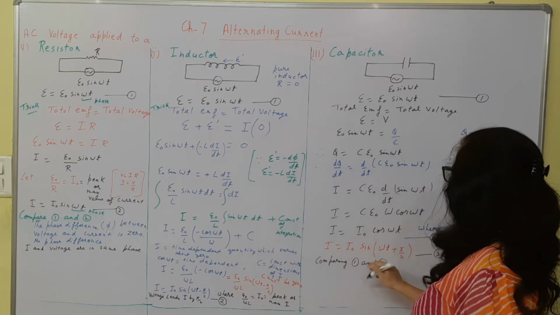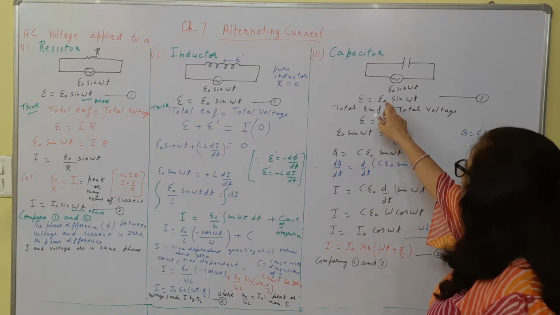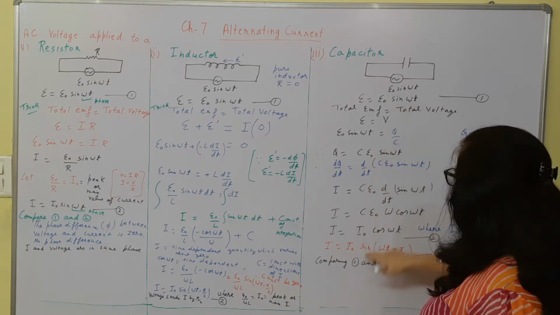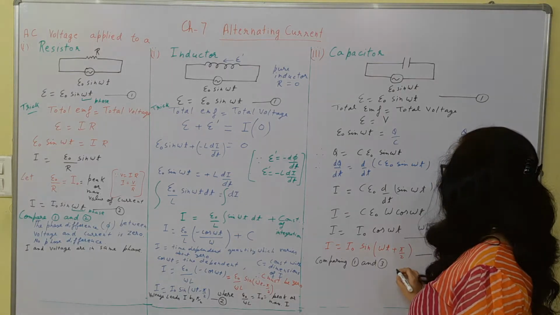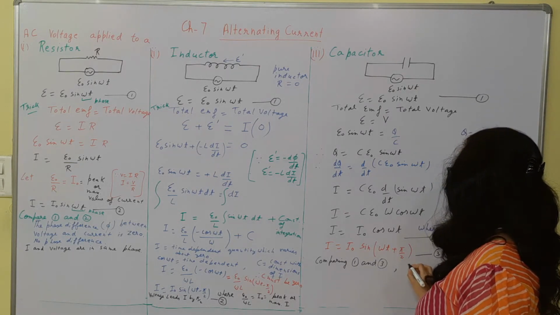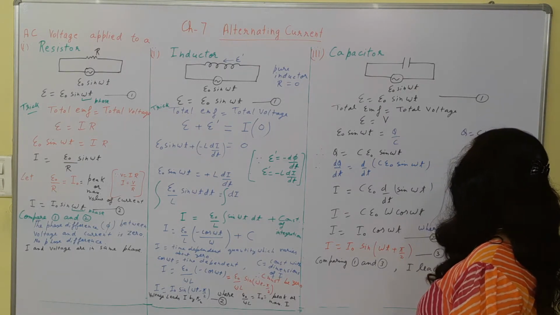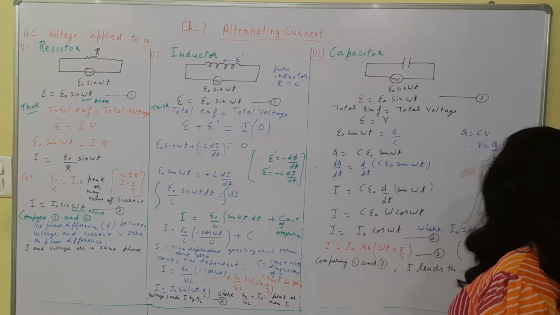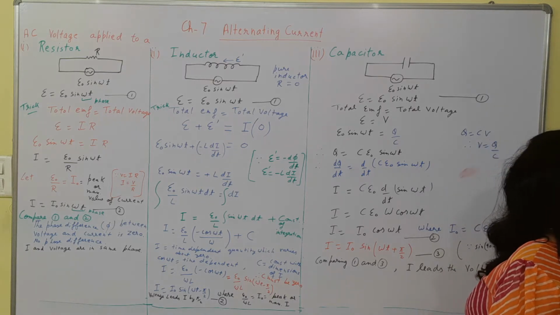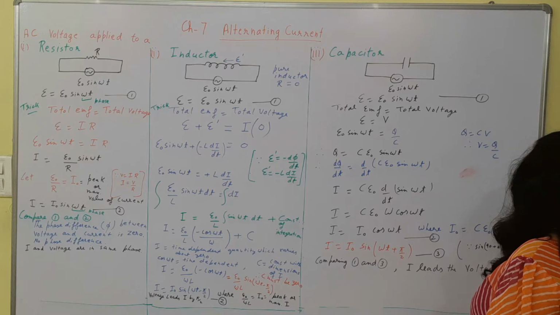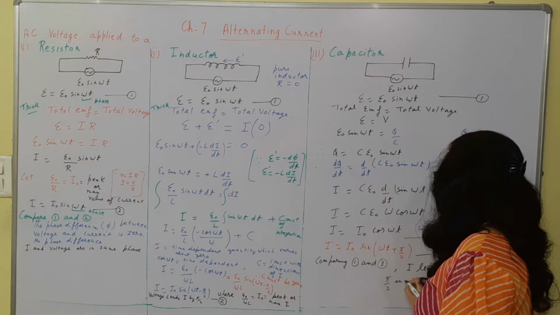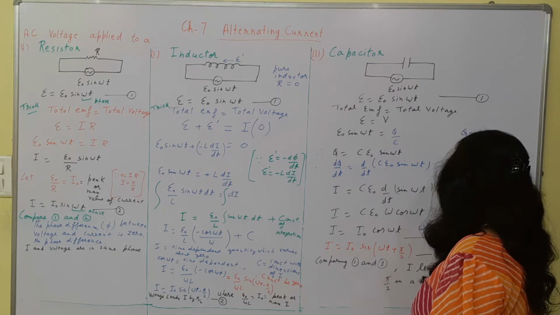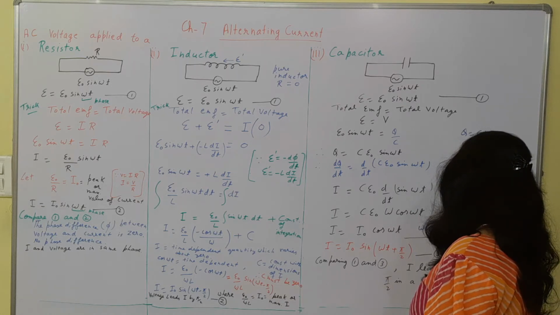We get E naught I naught sine sine, so in phase, this is omega t, this is omega t plus pi by 2. So you can say that current leads the voltage by pi by 2 in a capacitor.